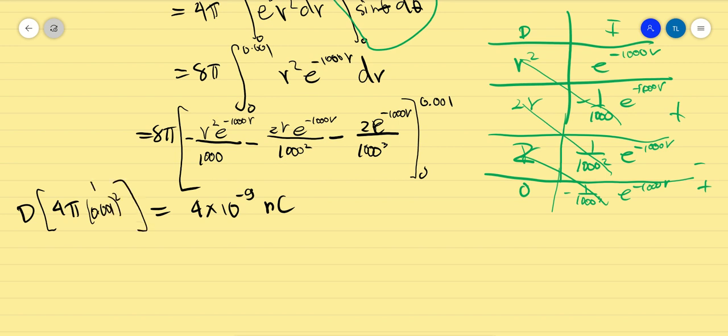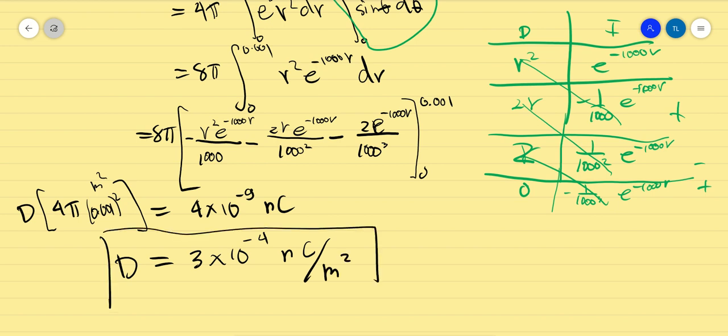So the unit here will be square millimeter. So D now will be equal to this one divided by this one. So the result will be 3 times 10 to the negative 4, and the unit will be nanocoulomb per square millimeter. So this will be the magnitude of the flux density at the surface where r equals 1 millimeter.